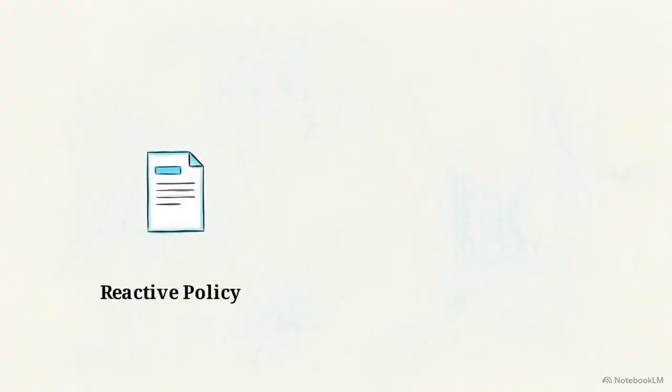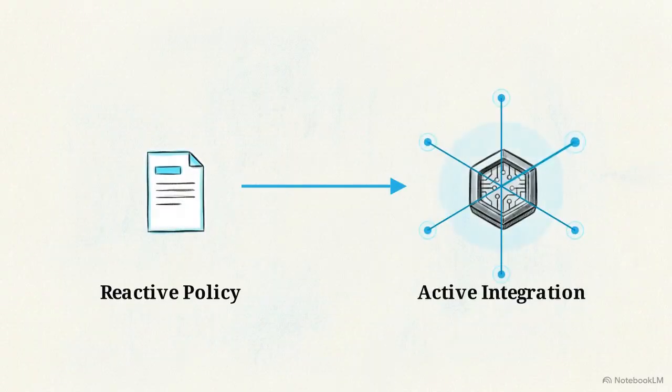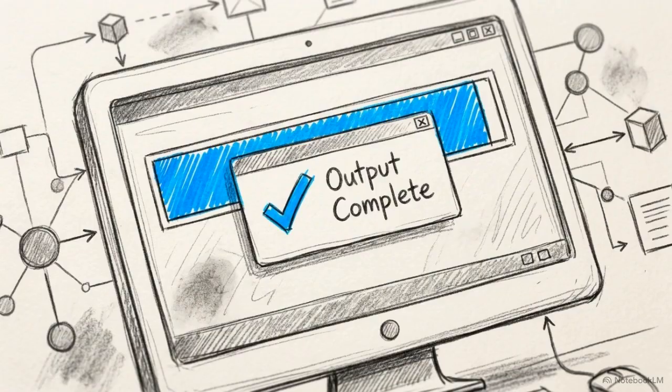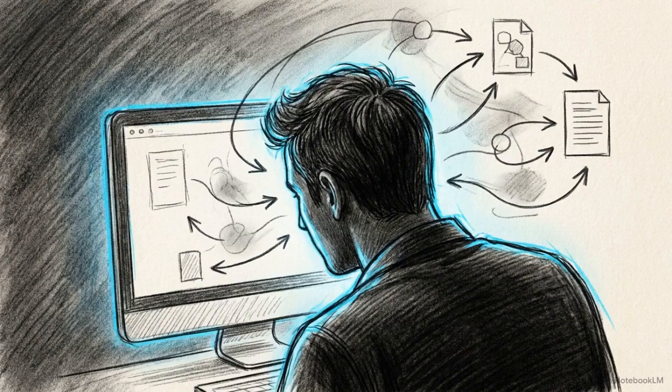The work ahead involves moving from reactive protection to active integration. By setting these guardrails, you ensure that even as the technology handles the output, the thinking remains a human requirement.